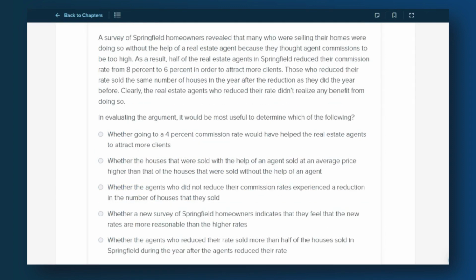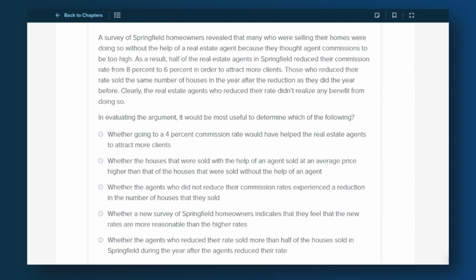A survey of Springfield homeowners revealed that many who were selling their homes were doing so without the help of a real estate agent because they thought agent commissions to be too high. As a result, half of the real estate agents in Springfield reduced their commission rate from 8% to 6% in order to attract more clients. Those who reduced their rate sold the same number of homes in the year after the reduction as they did in the year before. Clearly, the real estate agents who reduced their rate didn't realize any benefits from doing so. In evaluating the argument, it would be most useful to determine which of the following.